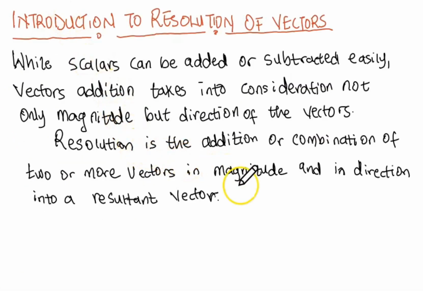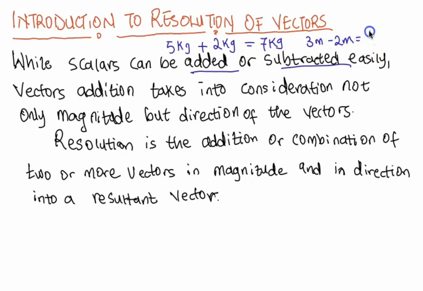So we must understand what the term resolution of vectors means. Now, scalar quantities can be added or subtracted easily. What do we mean? If we have 5 kg of rice and then we have 2 kg of rice, the sum will give us 7 kg. So we can simply add them up. Or if we have 3 meters minus 2 meters, we end up having 1 meter. So scalar quantities can be added arithmetically, so you can easily add or subtract them.